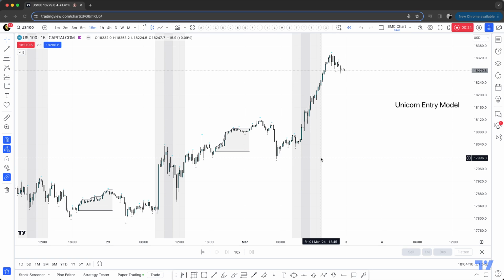And I want to start this particular video now with an entry model from ICT. This is called the Unicorn. I mean, this setup, you can find it all over YouTube as well. There is a lot of content out there talking about this one. So I want to specify a couple of things here. Want to explain what I normally use, how I spot it, and it's actually quite simple to understand. So let's get to it.